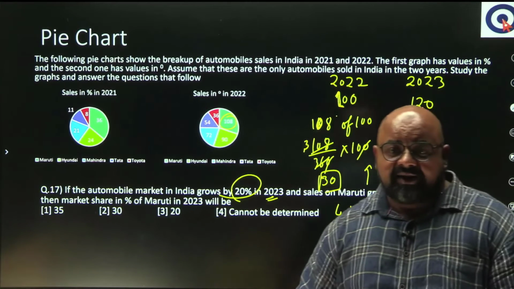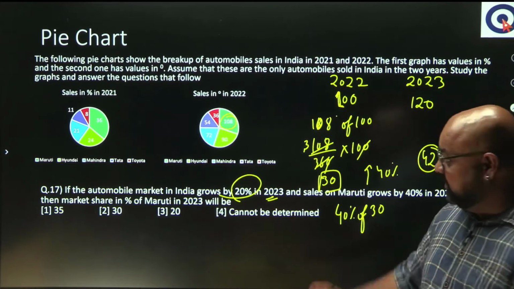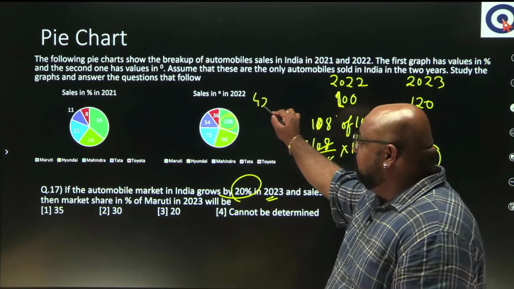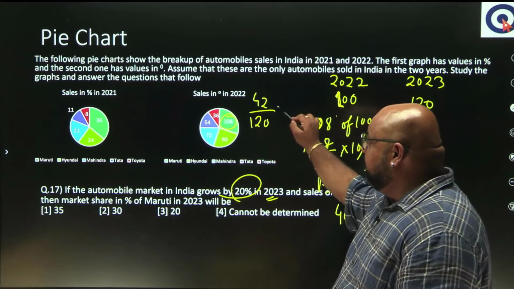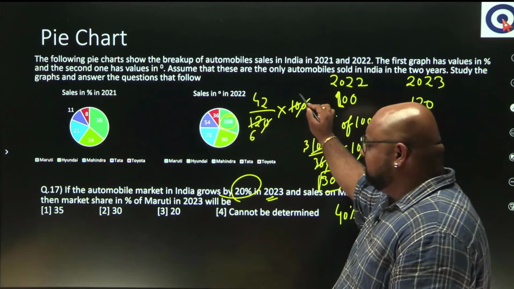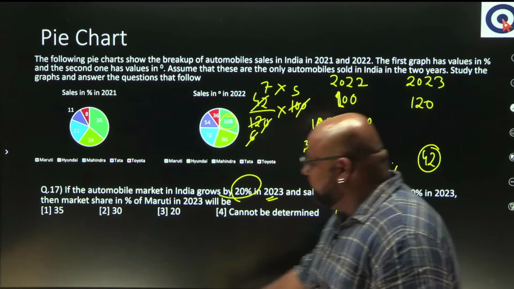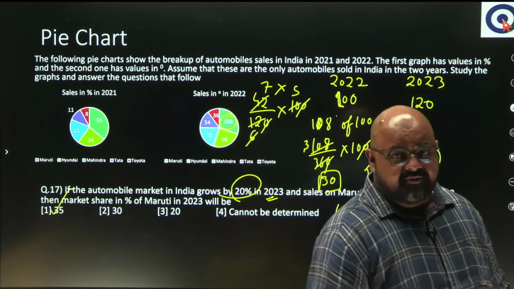So, in 2023, the total sales is 120, of which Maruti is 42 units, and therefore the market share of Maruti will be 42 out of 120 into 100. I cancel the 0, divide by 2, 2 6s are 12, 2 5s are 10, 6 7s are 42, and therefore the answer becomes 7 5s are 35.